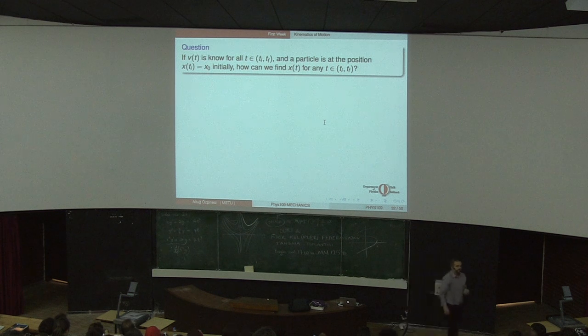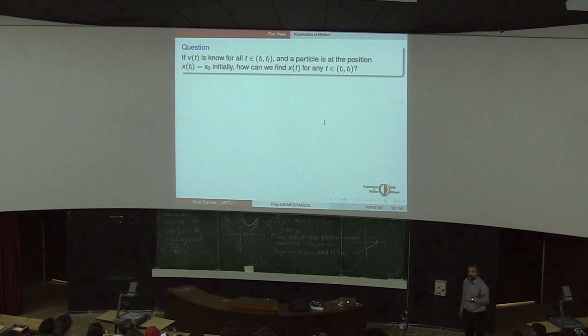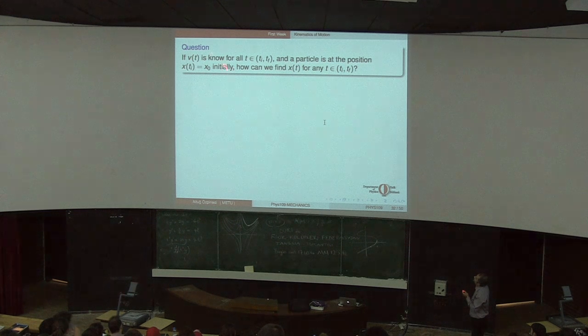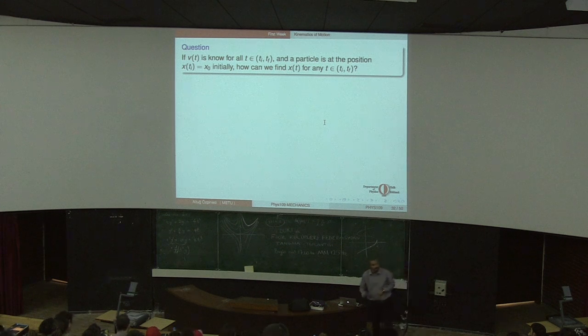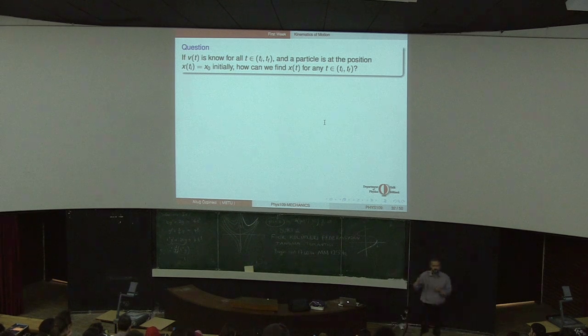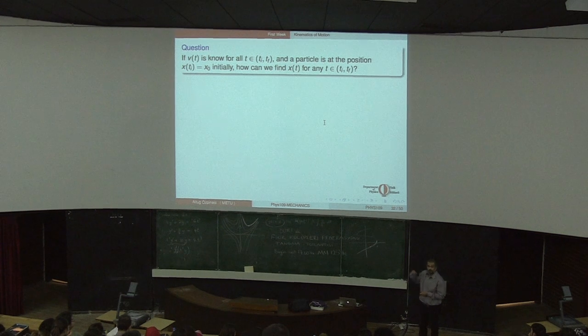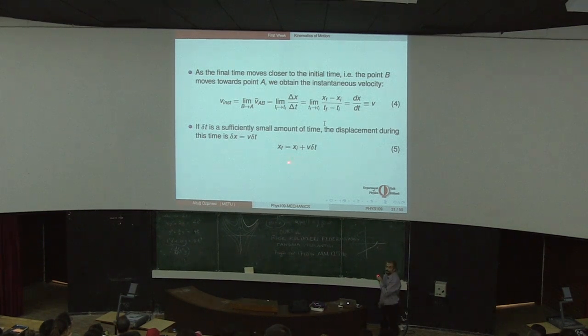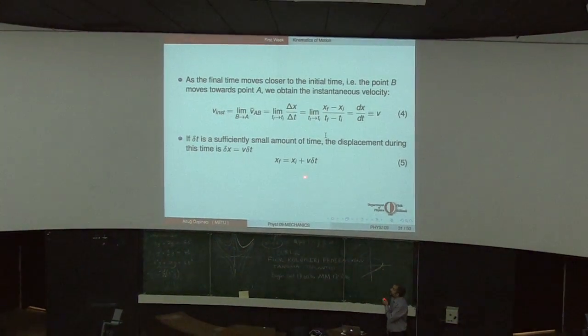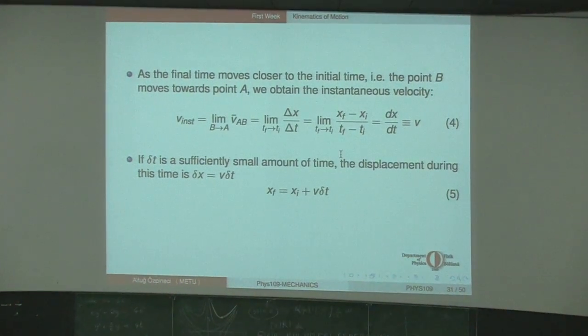So how can we use this knowledge to obtain the position of an object at an arbitrary time if we know the initial position x0, and also we know the velocity for all times between the initial time and the final time? How can we determine its position? Well, I know how my particle moves in infinitesimal increments. This is what the previous expression told me. If I know the position at some time and the velocity at that time, I can find its position at a very small time later.